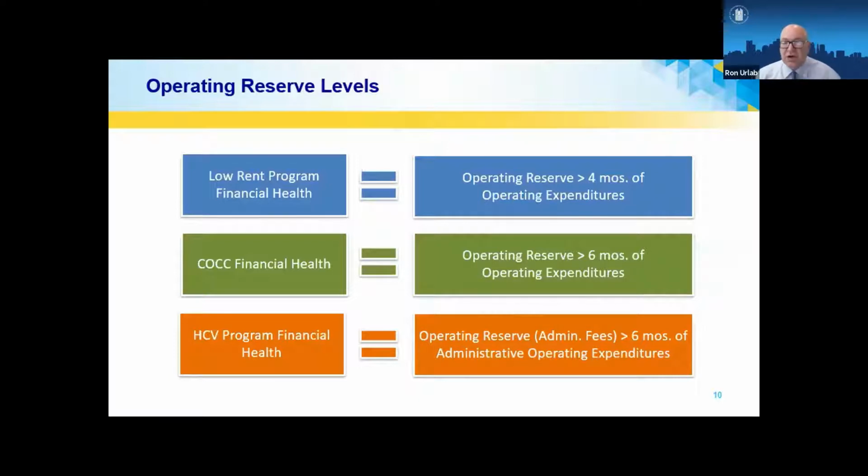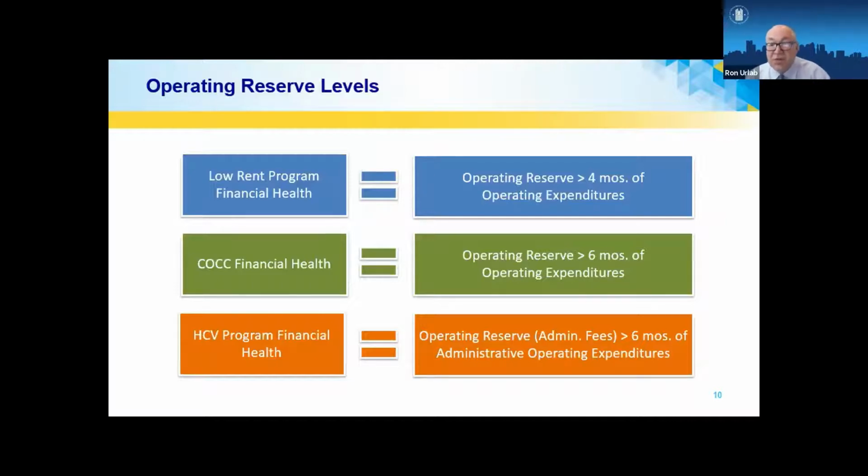All right, so we're talking again about public housing here. This agency has public housing, a COCC, and a housing choice voucher program. And we're talking a little bit about what the operating reserve is and what those levels are. When you typically think of operating reserve, think of it as the safety net, or the amount of funds that you have left over after you pay your bills, your liabilities. So in this case, how much money do you want to have as a safety net, a backup reserve?